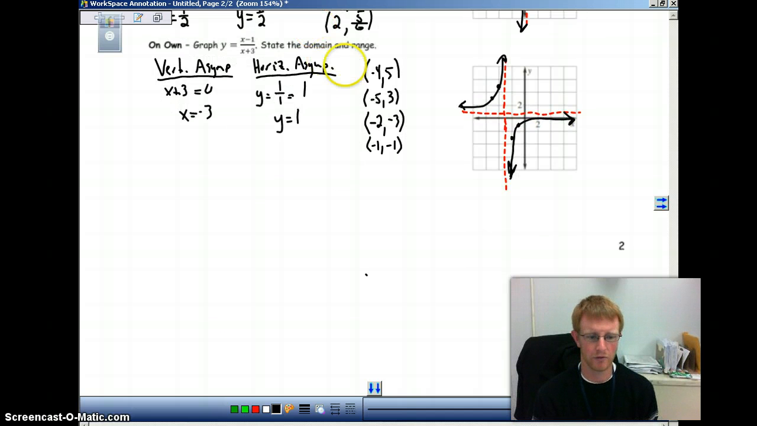Okay, so this is the graph that you should see. Okay, again, asymptotes. You should have gotten a vertical asymptote of x equals -3 because we set x plus 3, the bottom, equal to 0, and then solved. And then our horizontal asymptote should be y equals 1 because the coefficients in front of the x's are both 1, so we have 1/1 equals 1.